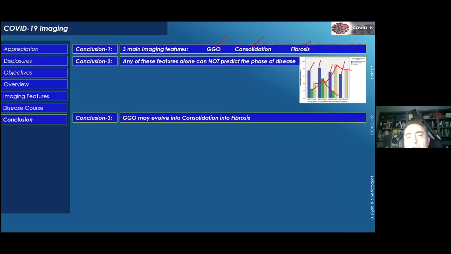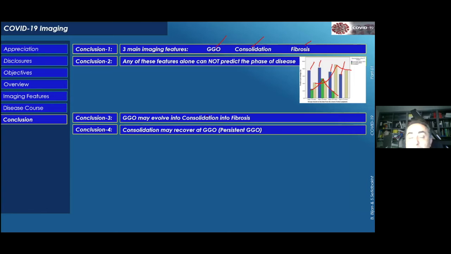Another conclusion that we can get from this lecture is that a GGO may actually change into consolidation and then lead to fibrosis. Now the reverse is also true. Consolidation can recover by turning into GGO. So it goes both ways. GGO can turn into consolidation and fibrosis. On the other hand, consolidation can actually produce GGO later on. So it goes both ways.